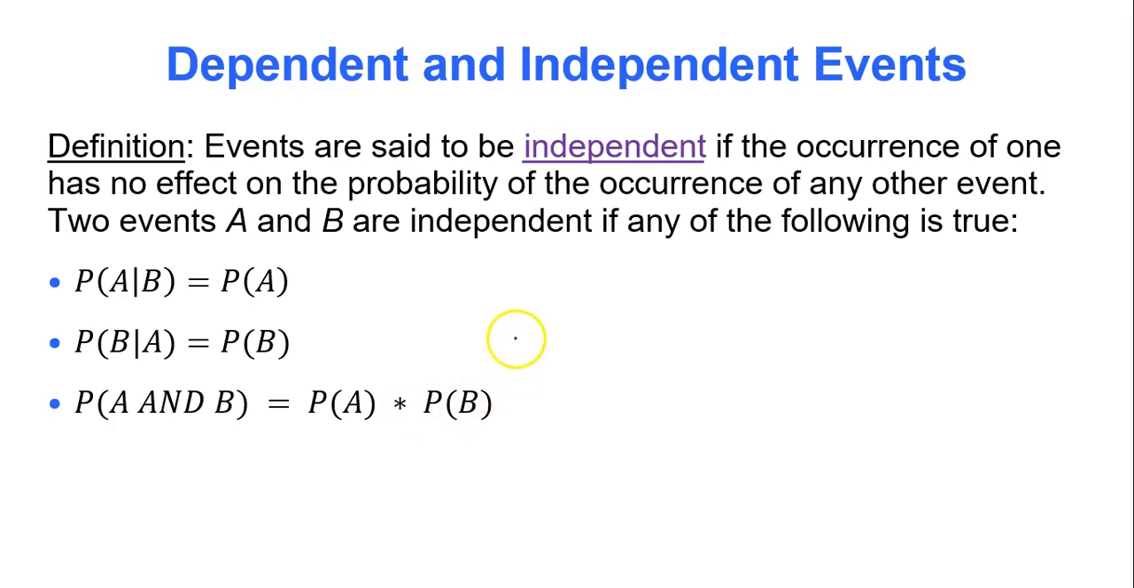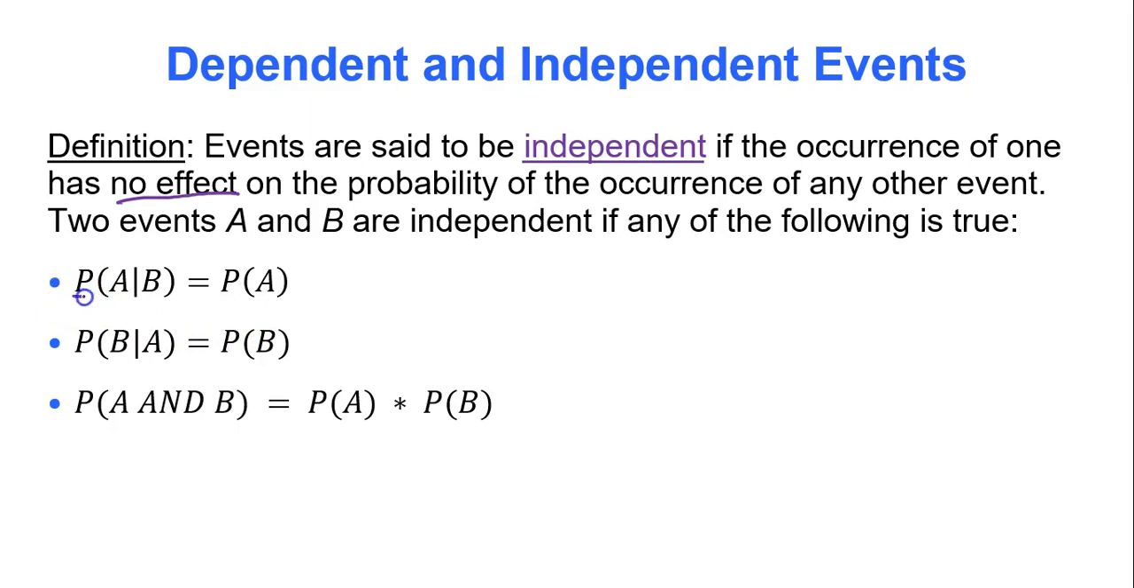So let's talk more about whether or not you should consider what happens on the first trial or not. So this brings us to the discussion on events being said to be independent. Well, events are independent if the occurrence of one has no effect on the probability of any other event. So that means whatever happens with this event does not impact the probability of another event. So two events, A and B, are independent if any of the following is true.